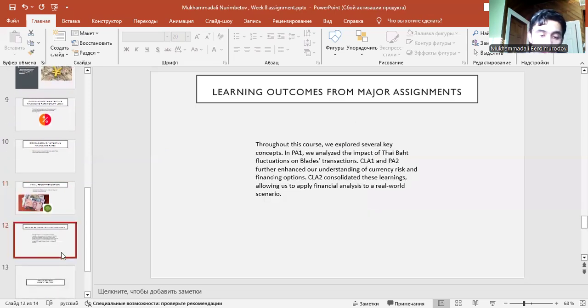On the next slide, throughout this course, we explored several key topics. In PA1, we analyzed the impact of Thai baht fluctuations on Blades' transactions. CLA1 and PA2 enhanced our understanding of currency risk and financing options. CLA2 consolidated this learning, allowing us to apply financial analysis to real-world scenarios.